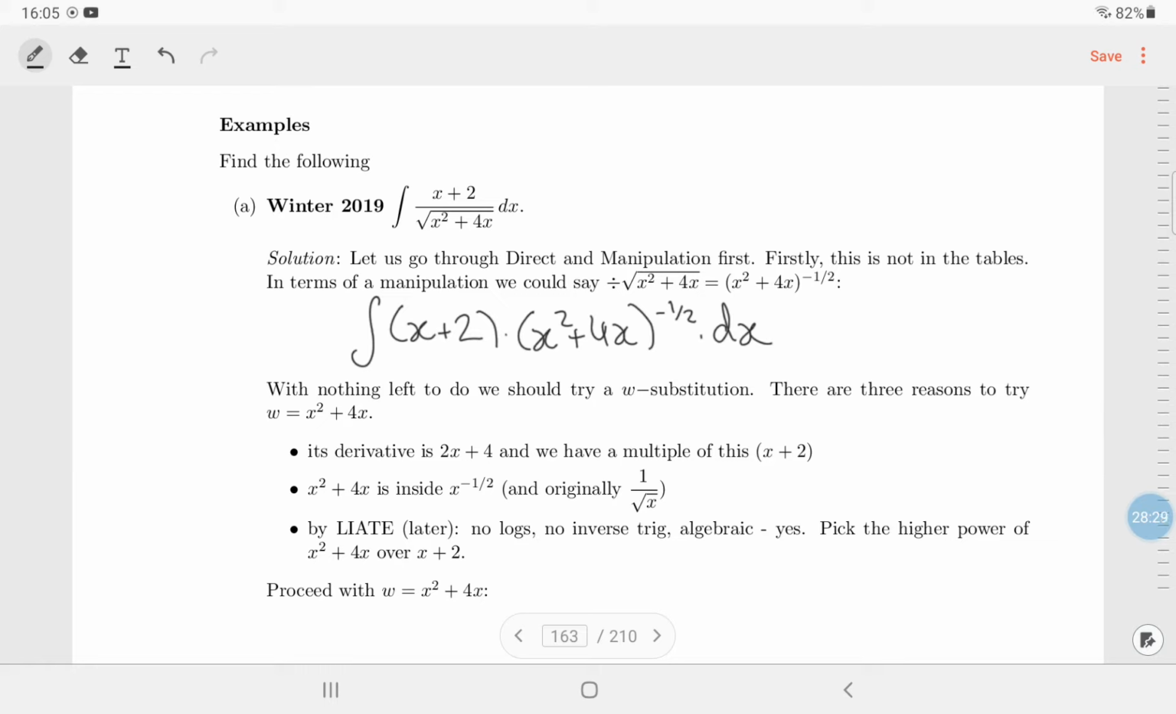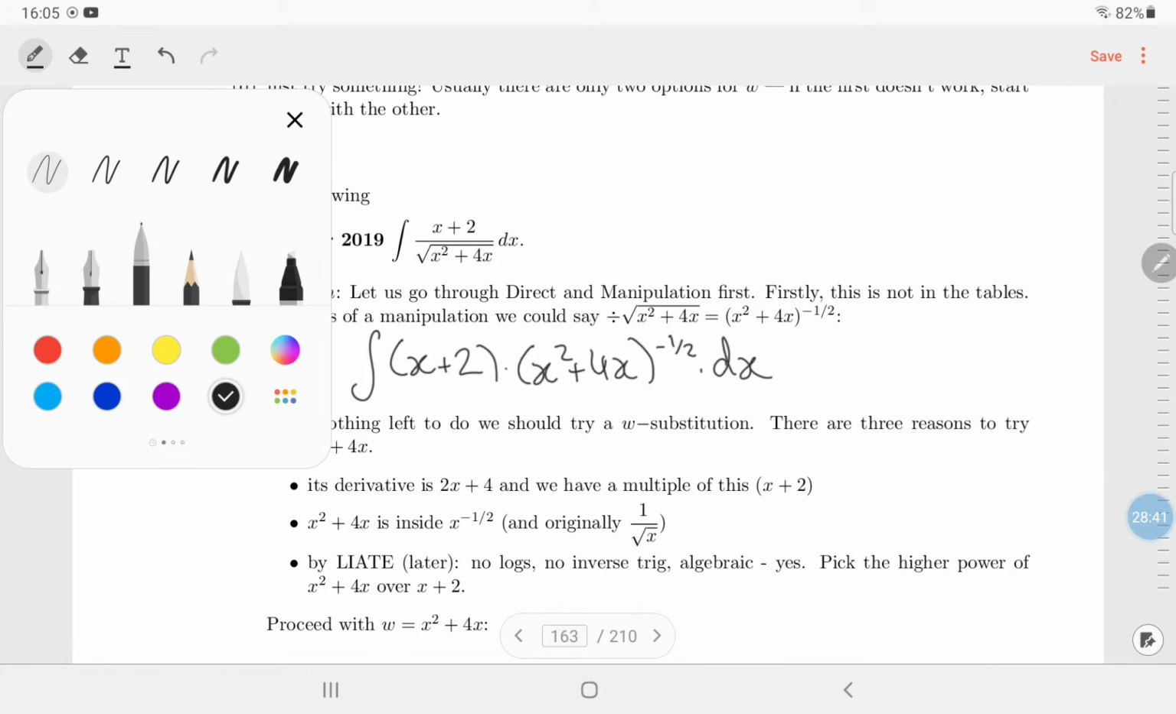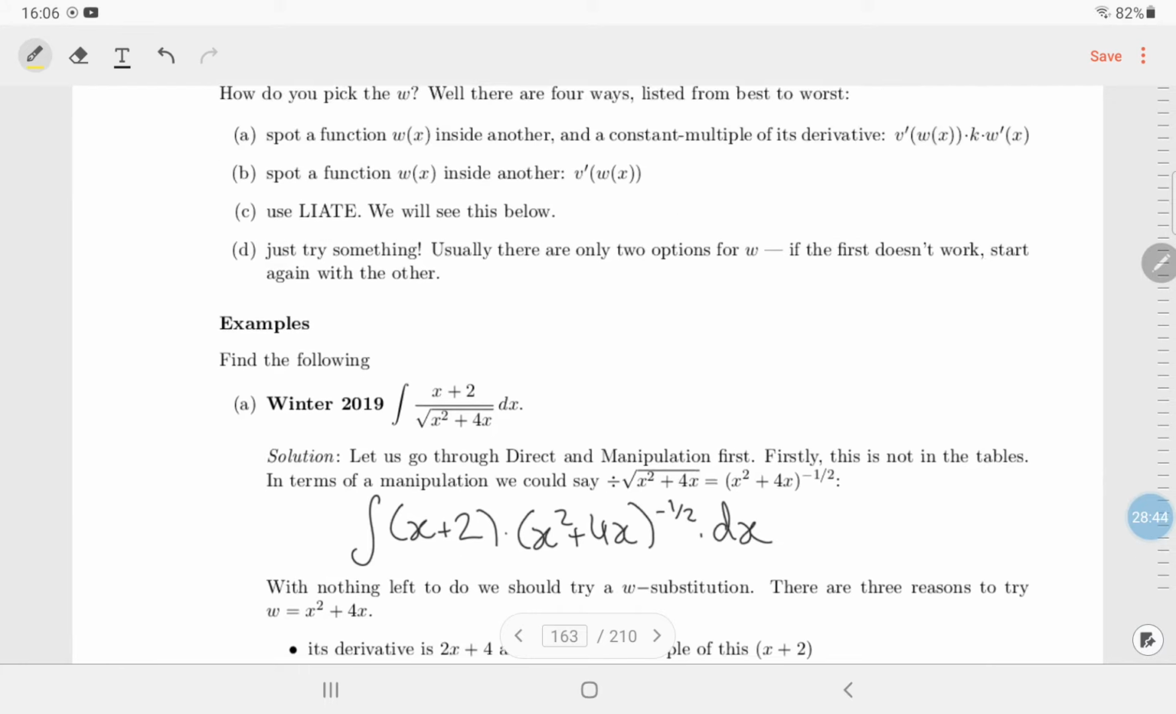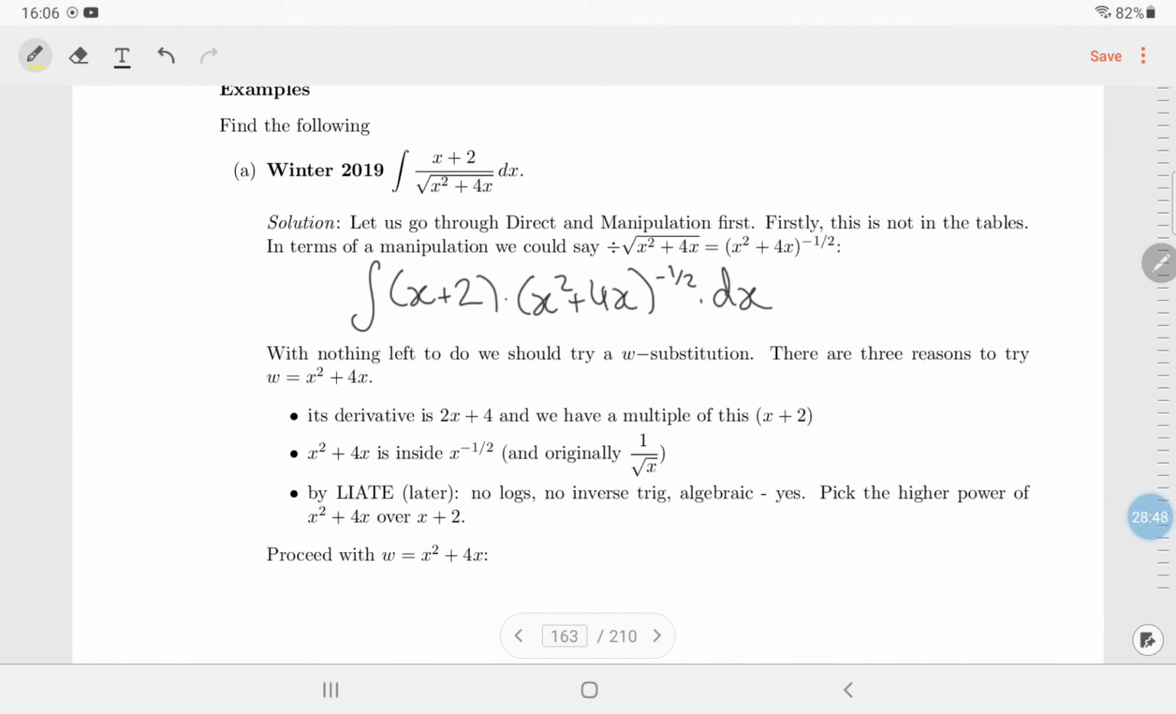You have to be wary as well not to do things that don't make any sense. You can't multiply in that x plus 2 because of the power of minus half. It doesn't make any sense. So we've nothing left to do. We should try a w substitution. So let us give, well, the fourth reason is try something, so that isn't a reason. So we give 3 reasons that you try x squared plus 4x.